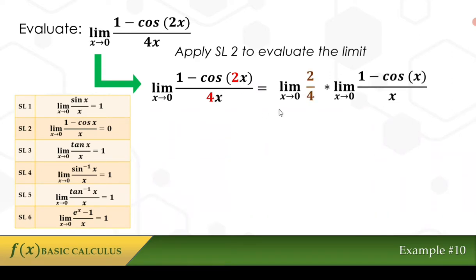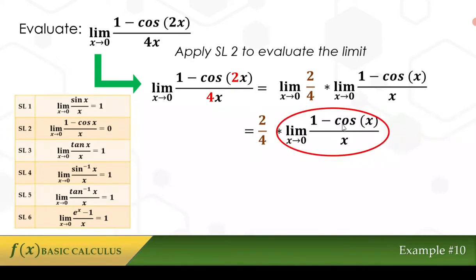Alright, so let's apply the limit laws. This will give us the limit of 2 all over 4 as x approaches 0 times the limit of 1 minus cosine x all over x. Right now, 2 all over 4 is a constant, so that is automatically the value of the limit of 2 all over 4 as x approaches 0. So that's 2 all over 4. And this term, according to SL number 2, is equal to 0. Meaning, this will give us 2 all over 4 times 0, and the answer is equal to 0.